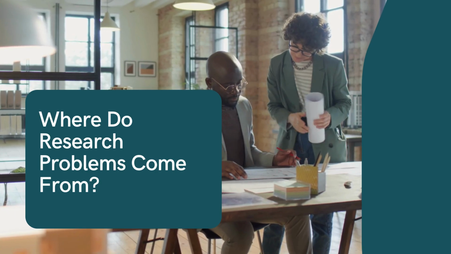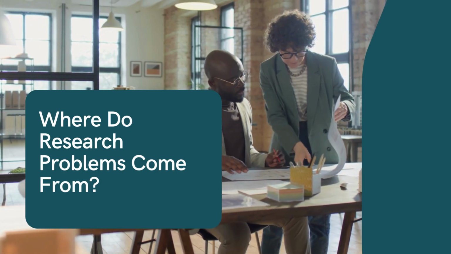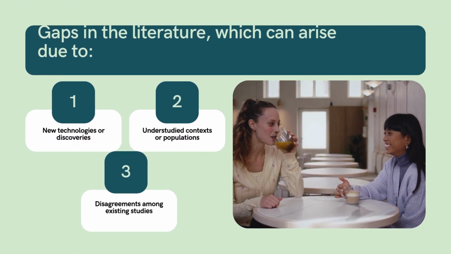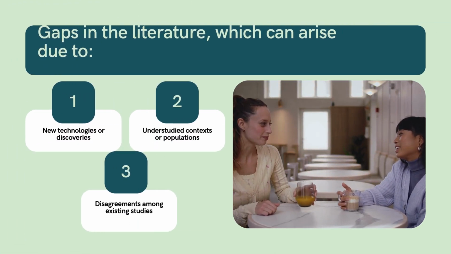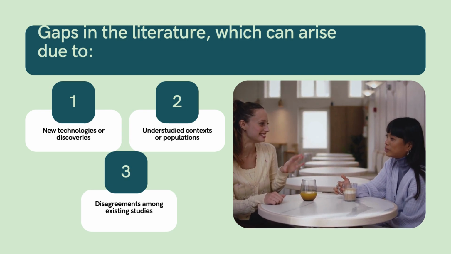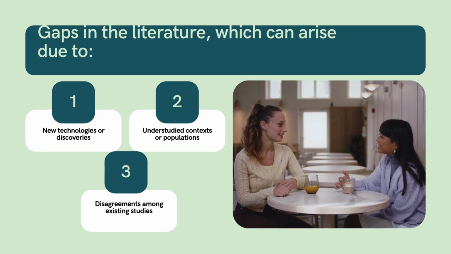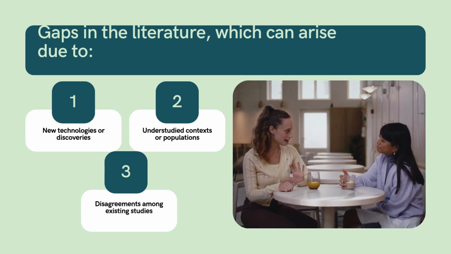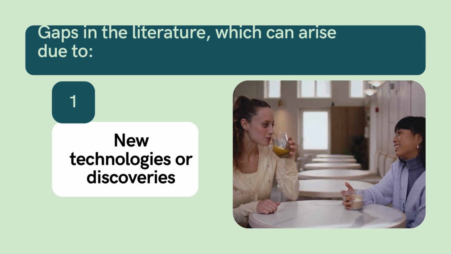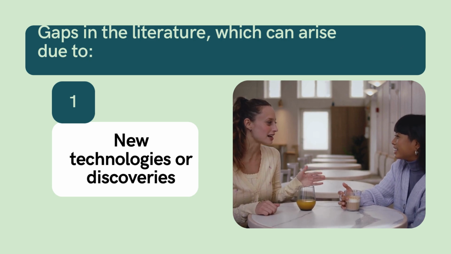Now, let us look at where research problems come from. In most cases, research problems arise from gaps in the existing literature. These gaps exist when an important issue has not been fully explored. There are a few common situations that lead to research gaps.